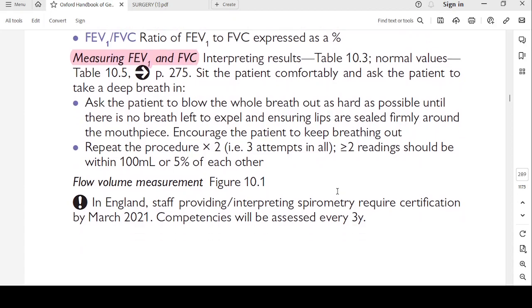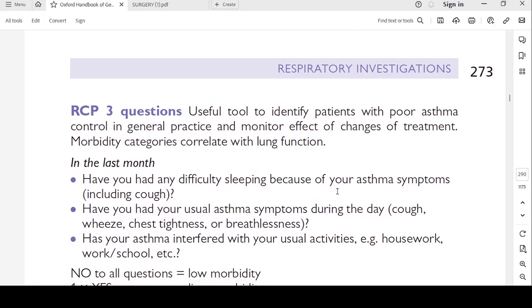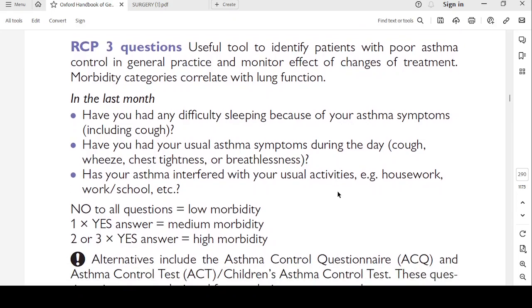Flow volume measurement. RCP 3 questions: a useful tool to identify patients with poor asthma control in general practice and monitor the effects of change of treatment. Morbidity categories correlate with lung function.